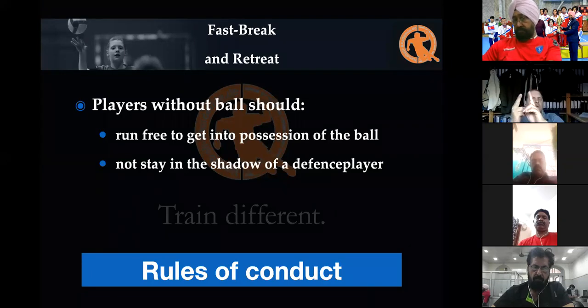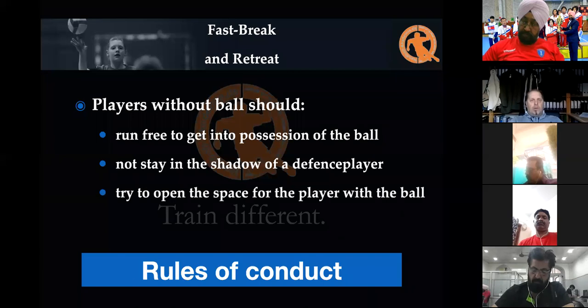But continue at the same speed and then being in the shadow of the defense is not very nice. So go out of the shadow of the defender. Third, with all those movements without the ball, please open the space for the player with the ball.